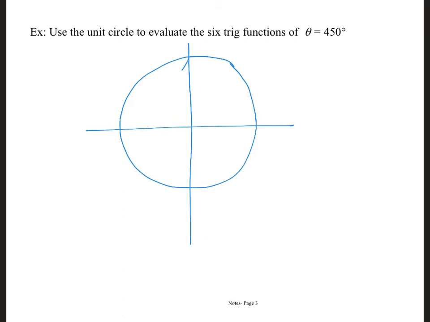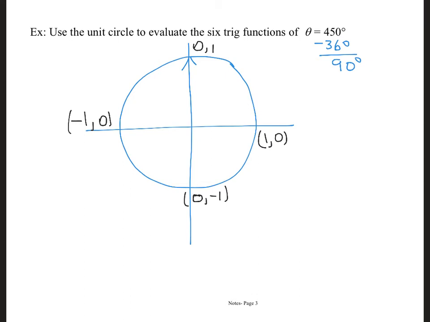So let's do an example here. Use the unit circle to evaluate the 6 trig functions of 450 degrees. So let me show you how we can use the unit circle now to find ratios without having to use a calculator. So this is the unit circle, and 450 is going to be, if I subtract 360, the same as 90 degrees. So the angle we are looking for is a 90 degree angle. So remember, this is (1, 0). This is (0, negative 1). And this is (negative 1, 0), because we know the radius of the circle is 1. And this is (0, 1).